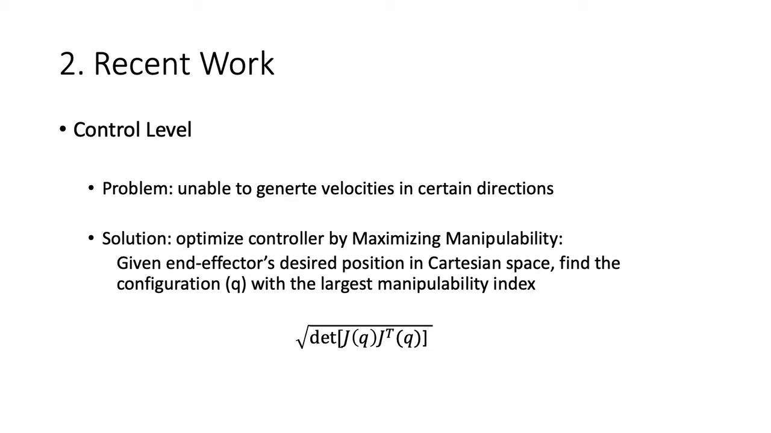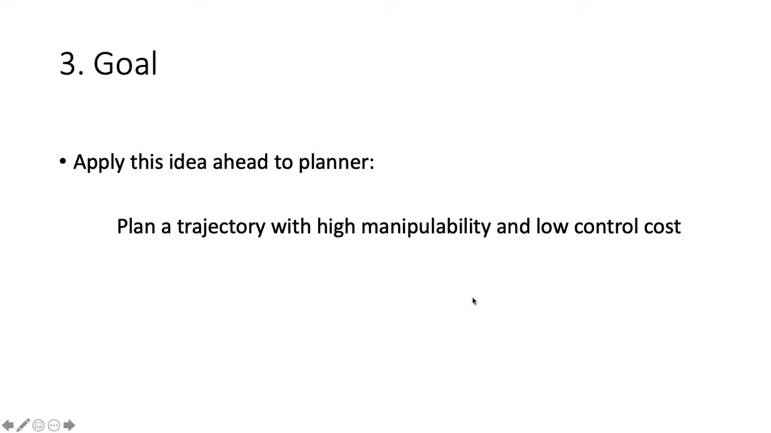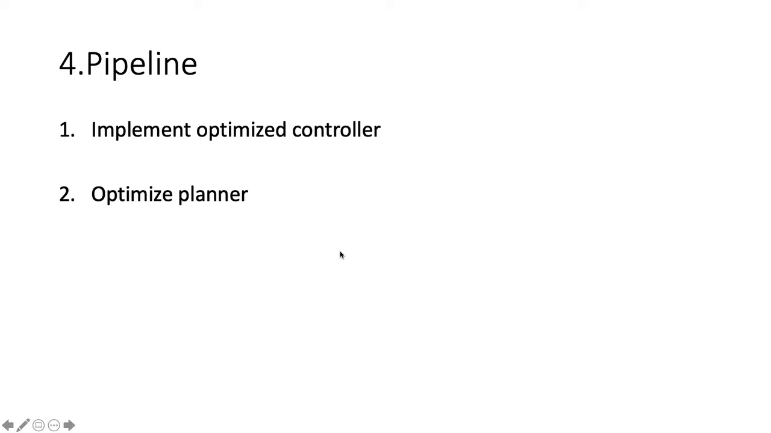Recently, people have worked on the control level to solve failures caused by singular Jacobian matrices, and they try to find the optimal configuration with the highest manipulability index. So in this project, I would like to apply this idea to the planner and to plan a trajectory with high manipulability and low control cost to be energy efficient. So I'm first going to implement the idea and then apply it to optimize the planner.